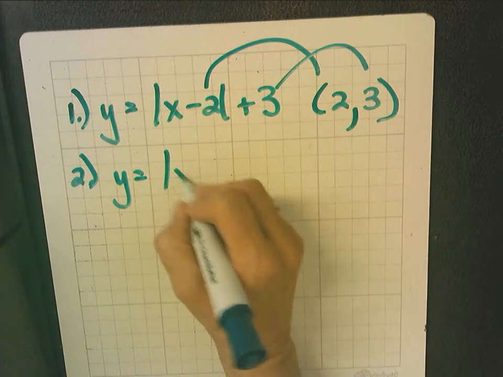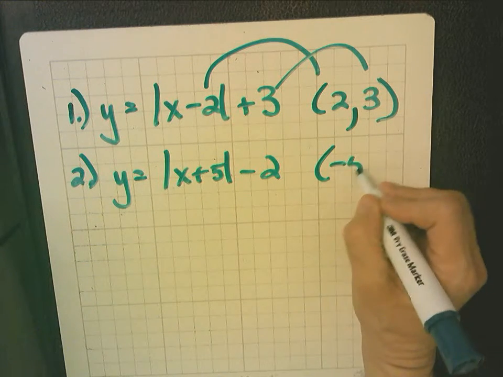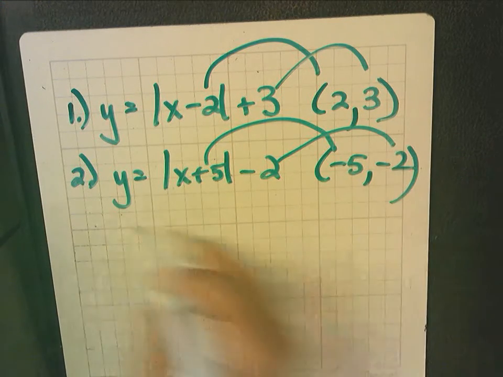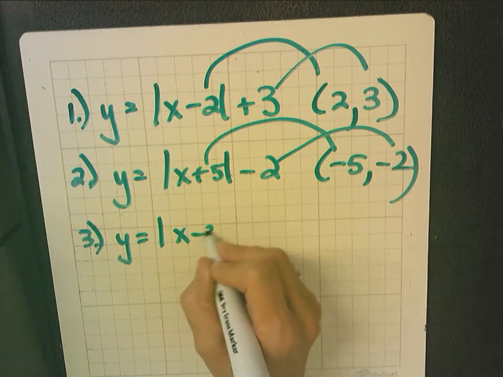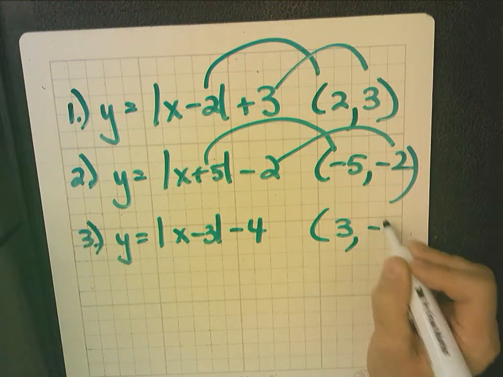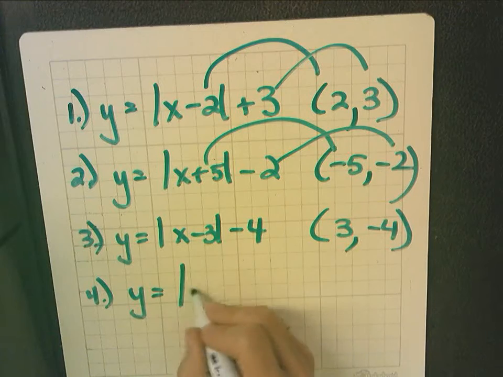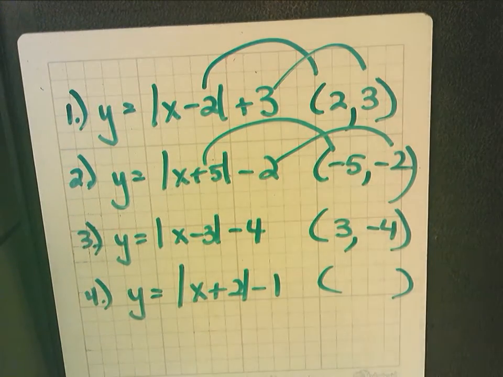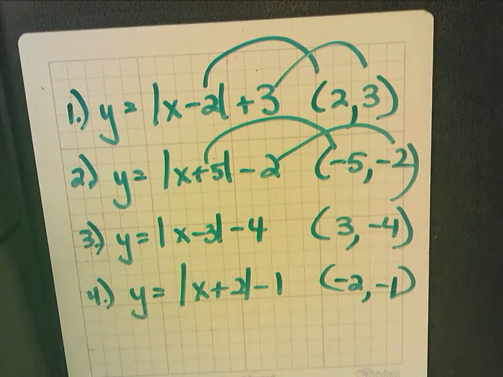Number 2: y equals the absolute value of x plus 5, minus 2. So that vertex is (-5, -2). The opposite of x, and then what's there? Number 3: y equals the absolute value of x minus 3, minus 4. So that vertex is (3, -4). And number 4, y equals the absolute value of x plus 2, minus 1. Think about what it should be. And the vertex is (-2, -1).